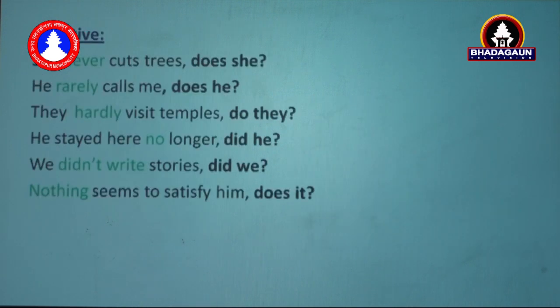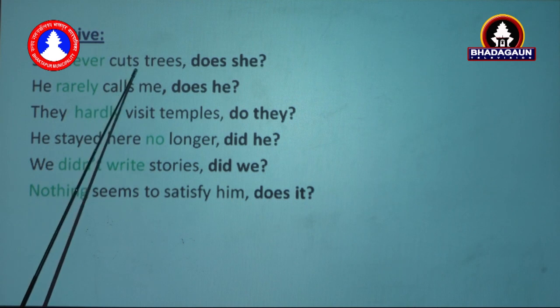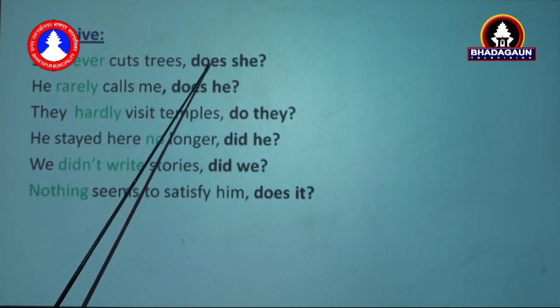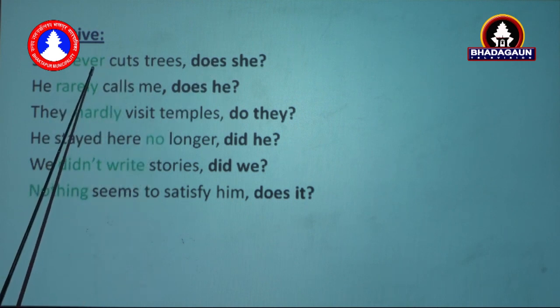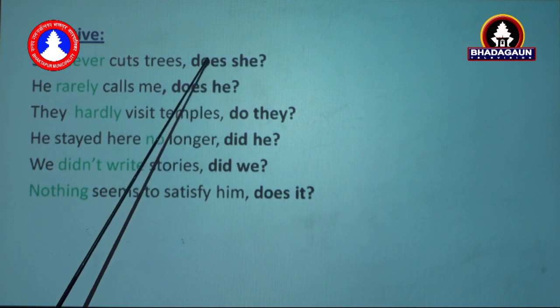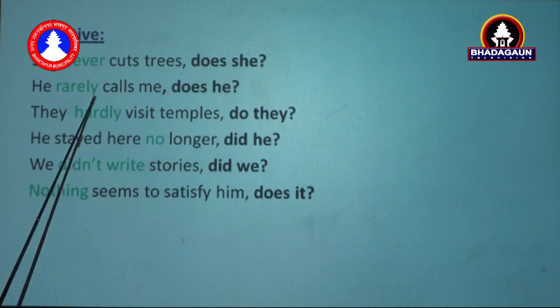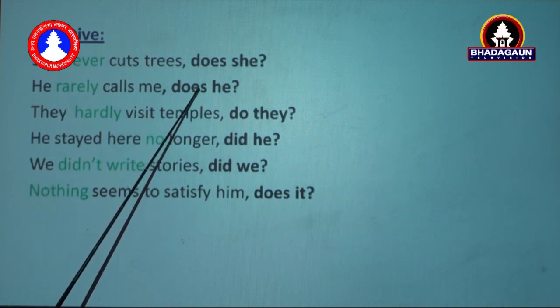So now let's see more examples with negative words. She never cuts trees. Cuts, verb 5. Verb 5 means does. Never is a negative word, that's why we use a positive tag. Does she. Rarely, this is a negative word. Negative word means the tag will be positive.